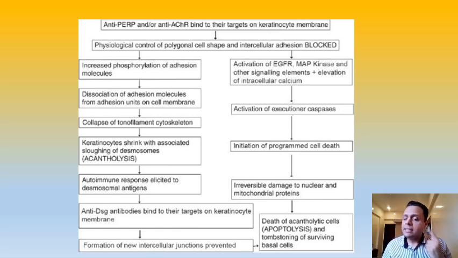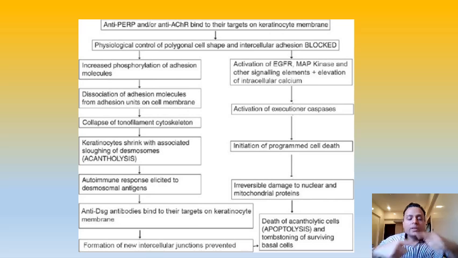But they found something else was happening. They discovered there are antibodies against peripheral myelin protein, or the acetylcholine receptor, which were binding their targets on the keratinocyte membrane. So two things were happening. The structure of the keratinocyte was changing. One is the increased phosphorylation of the adhesion molecules. When this phosphorylation was increased, there was a dissociation of the adhesion molecules and the tonofilaments.